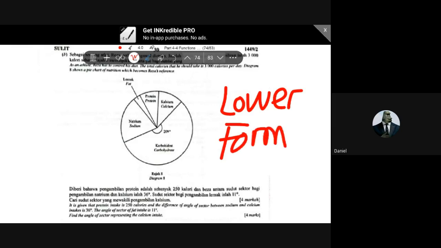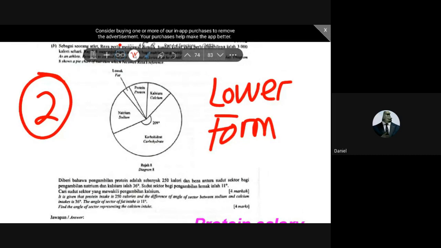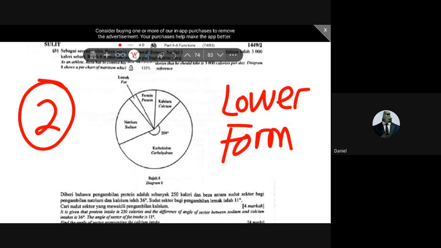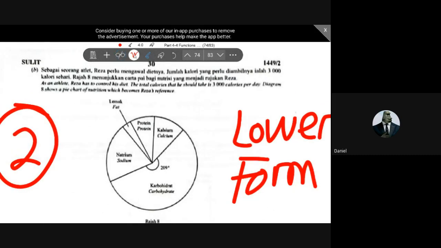Okay. So this is actually lower form chapter. So ini maksud dia soalan kat bahagian C gabung beberapa bab. You can already see 2 chapters already combining here in part B. Just now graph of motion, yang ni carta pai. So kita gabung 2 bab dah sekarang. Okay, so we read the question here. As an athlete, Reza perlu mengawal diet. So total calories 3000. Total calories dia boleh ambil 3000 saja.